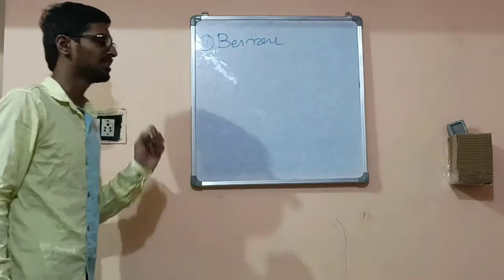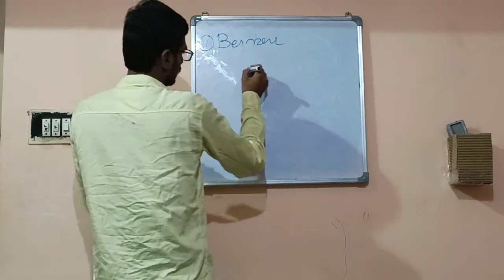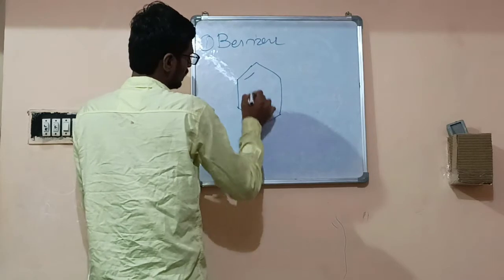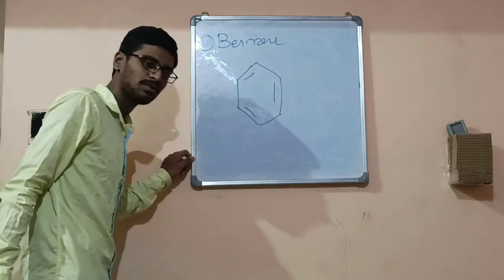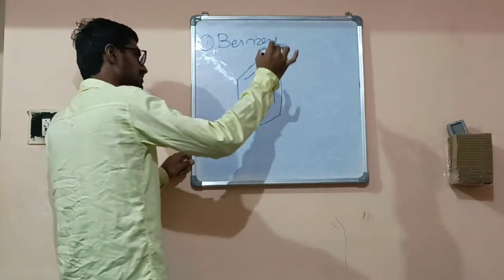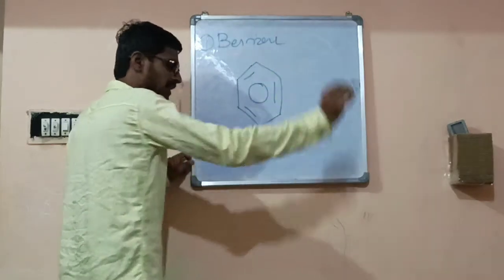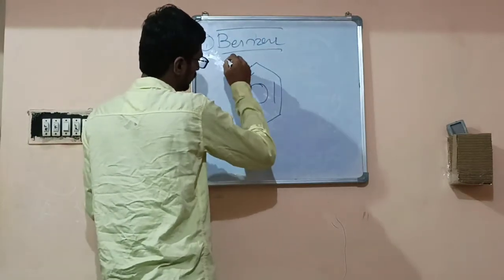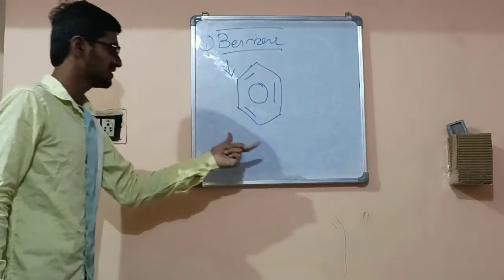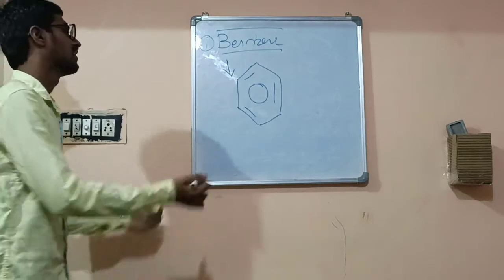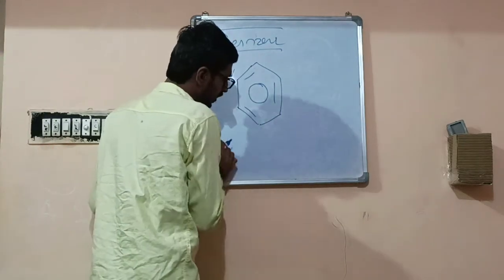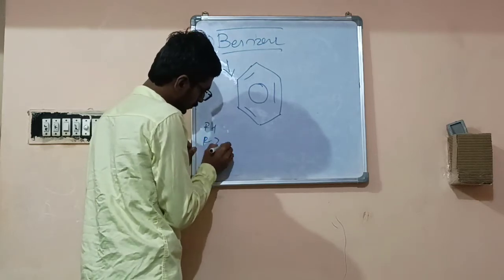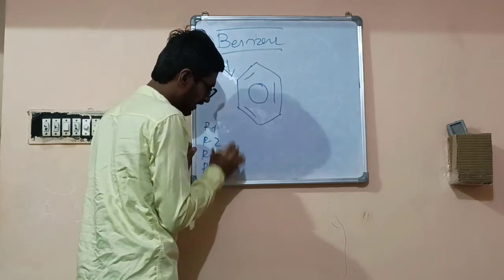Now we know the structure of benzene. What is the structure of benzene? This is the structure of benzene that we all know. There is a presence of single bonds and double bonds, and there is also a ring. This is the exact structure of benzene. Now we'll move on to the applicability of Huckel's rule and rule 1, rule 2, rule 3 and rule 4.